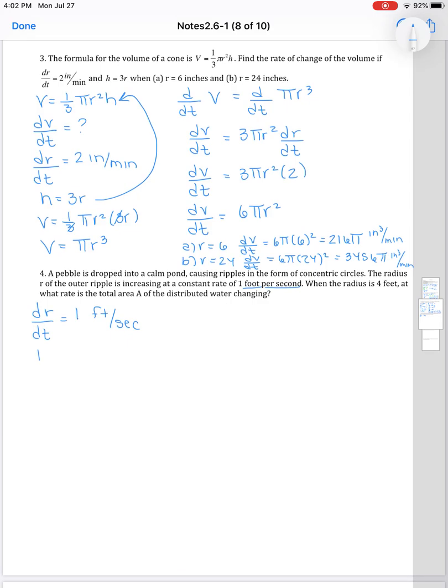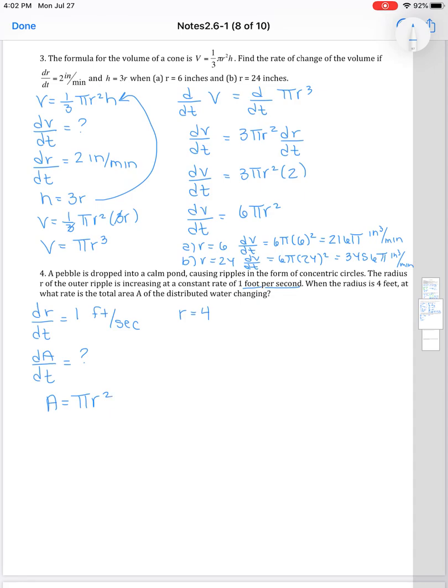All right, now we're talking about pebbles. So we have a pebble that's dropped into a calm pond, causing ripples in the form of concentric circles. The radius r of the outer ripple is increasing at a constant rate of 1 foot per second. Sometimes if you're struggling, the units help you. If we're talking feet per second, we're talking about the radius with respect to time. So that's 1 foot per second.